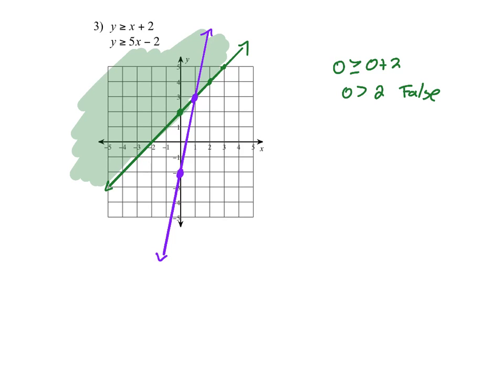There we go. And I'm going to try again the same point, 0, 0. 0 greater than 5 times 0 minus 2. So 0 is greater than -2, and this is true, so that means that I'm going to shade everything up here, right? So that means that my solution is all this space right here. Okay, so your solution is going to be where you painted for those colors.